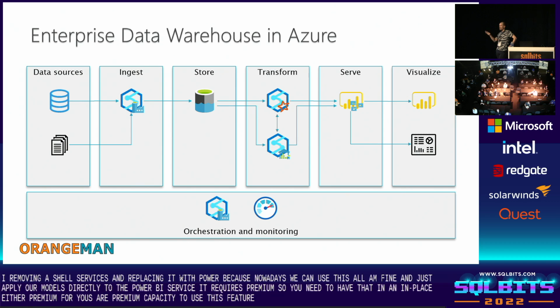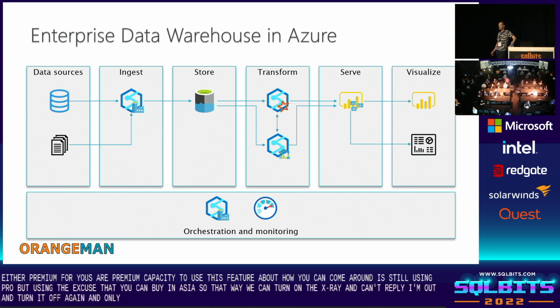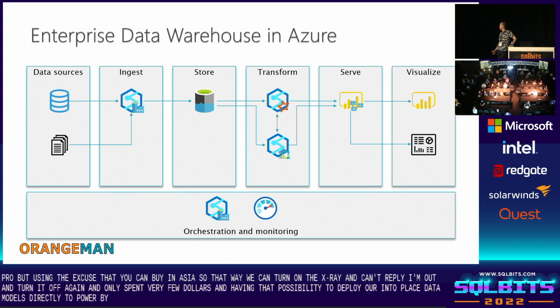But I actually have a blog post where I write about how you can come around this, still using Pro, but using the A SKUs that you can buy in Azure. That way we can turn on the XMLA endpoint, deploy our models, and turn it off again, and only spend very few dollars and have that possibility to deploy our enterprise data models directly to Power BI service.